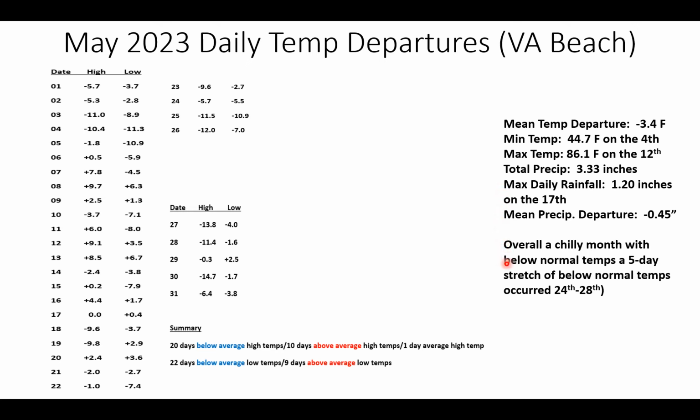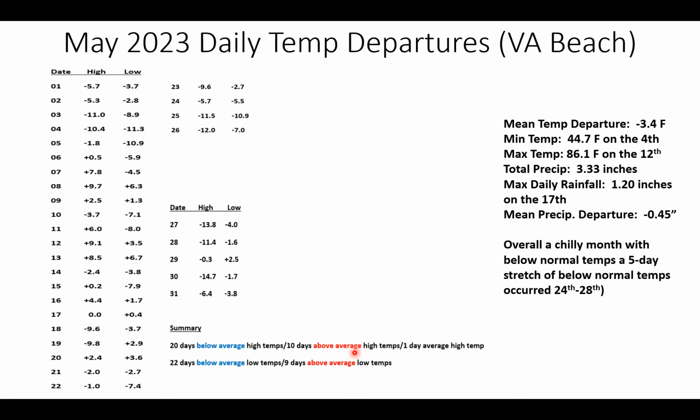Overall, it was a chilly month with below normal temps. A 5-day stretch of below normal temps specifically occurred between the 24th and 28th of May. And here's the real good summary that really stands out. We had 20 days with below average high temperatures, while we only saw 10 days with above average high temperatures. We did have one of those days right at the average high temperature. So basically a ratio of 2 to 1 below normal to above normal days in the month of May 2023 for Virginia Beach, Virginia.